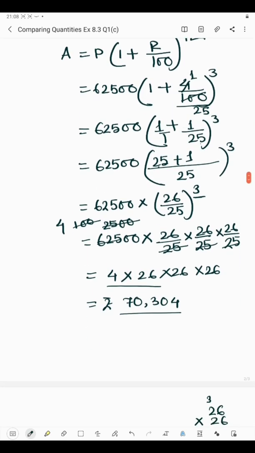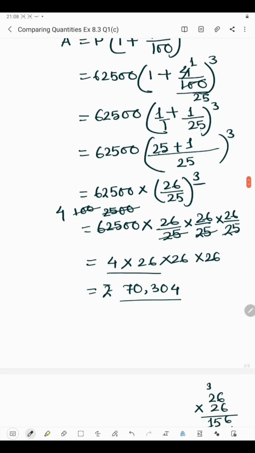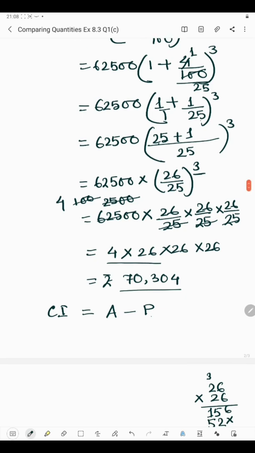So if you borrow 62,500, then after 3 years you will have to pay 70,304. Now we will have to find the compound interest. So how to find compound interest? Amount minus principal. The principal will be deducted from the amount to get the compound interest. So what is the amount here? It's 70,304 minus the principal, which is 62,500.